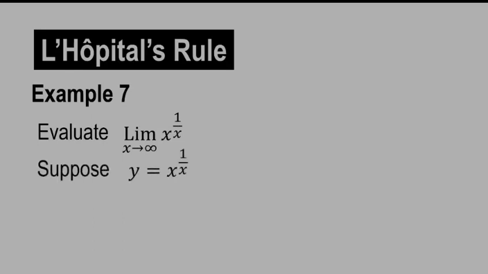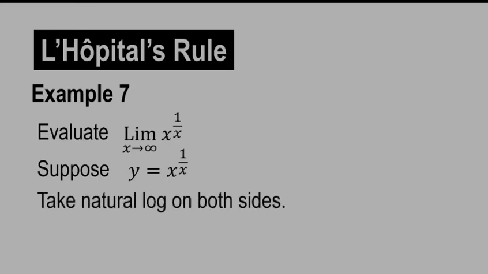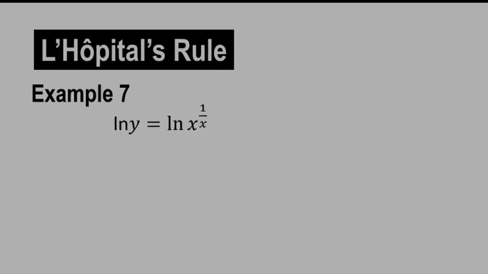Suppose y is equal to x raised to power 1 by x. Take natural log on both sides. Natural log of y equals natural log of x raised to power 1 by x. Natural log of y is equal to 1 over x into natural log of x. Natural log of y is equal to natural log of x over x.